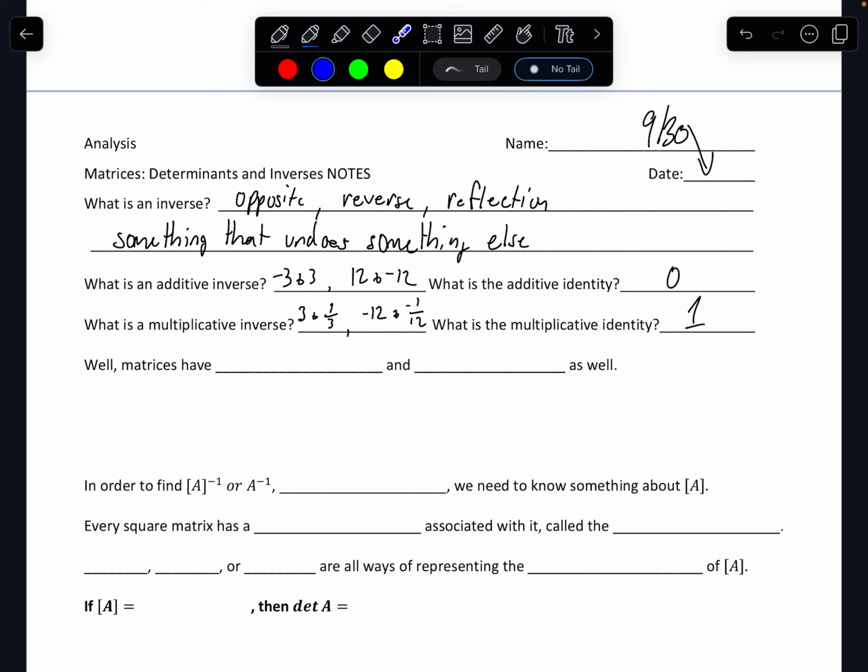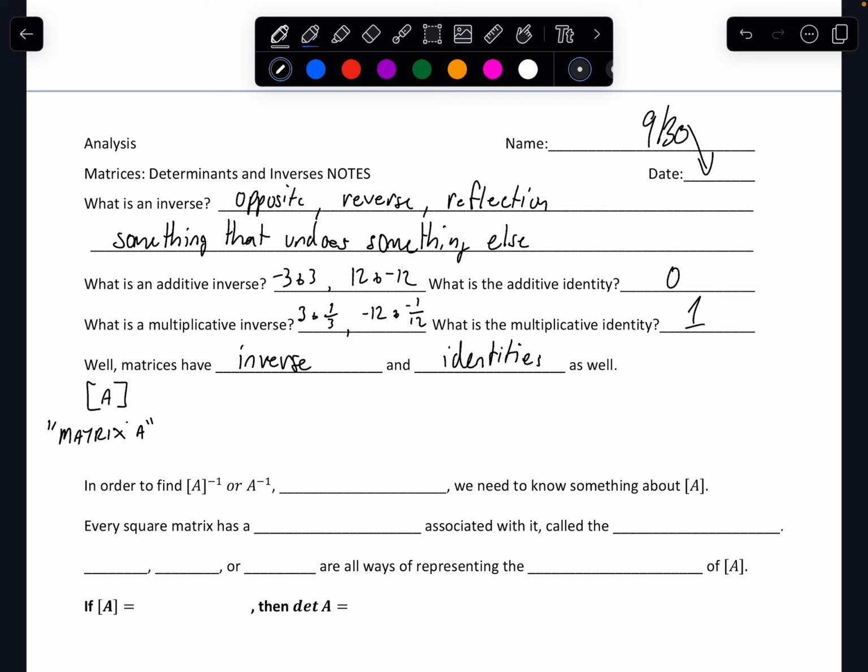So it turns out that matrices also have inverses and identities. A little bit of notation here. I know we talked about this yesterday. That symbol there, we would say it's matrix A. So it just stands for some matrix, whatever's inside of there. But it's just matrix A.